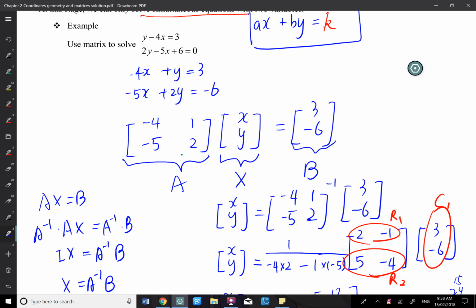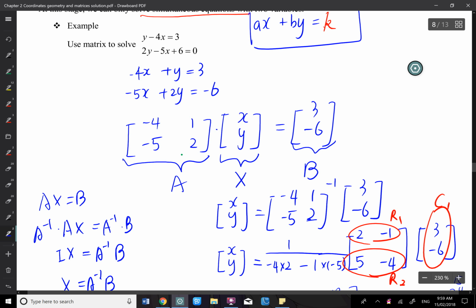And can you see the coefficients for x and y? We will write them in the exact same order. So the order we have is minus 4, 1, minus 5, and 2, exactly in that box order. Okay? So just drag them down and put them into the box.